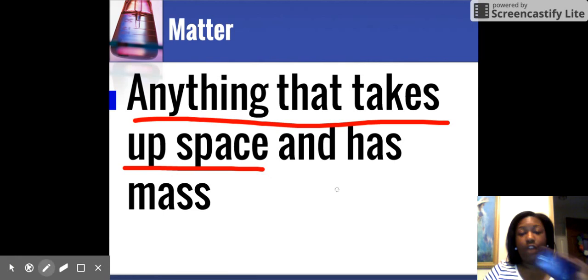So my phone would be matter. The phone takes up space, so it is classified as matter. My bottle of water is liquid, but it takes up space and has mass, so therefore it is considered matter. My bottle of lotion, same thing. It is all matter.